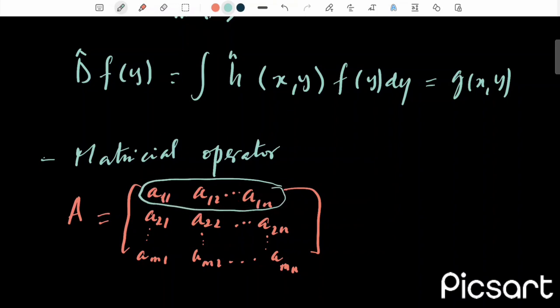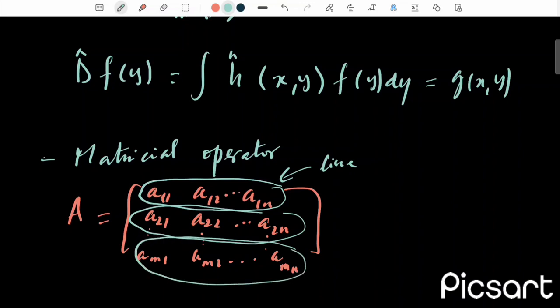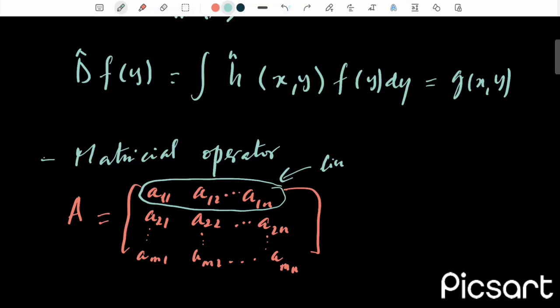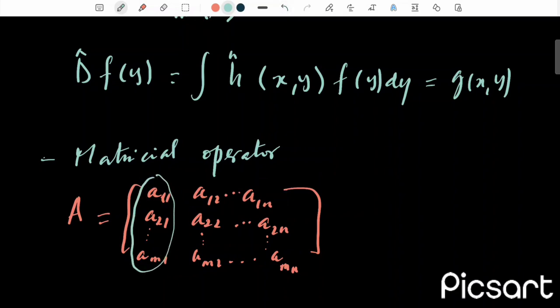We call this a line. Then we have this as the first line, this one the second line. We go on until we reach the last line. This is the mth line. On the other hand, we call this a column.